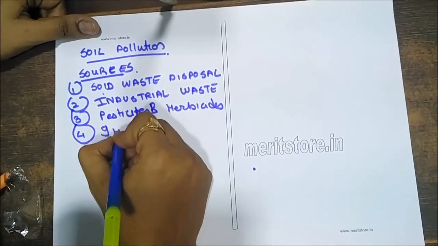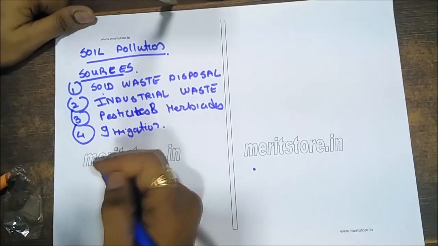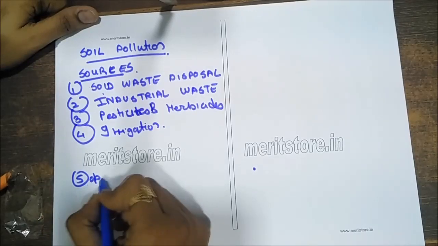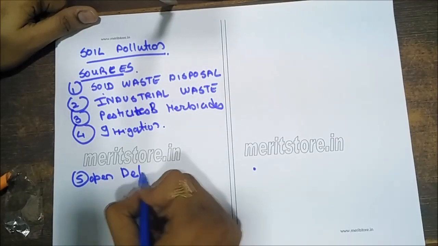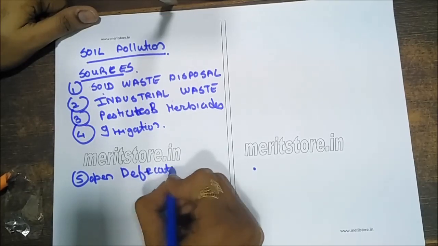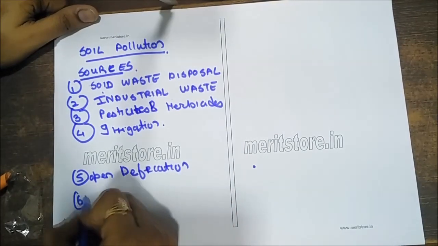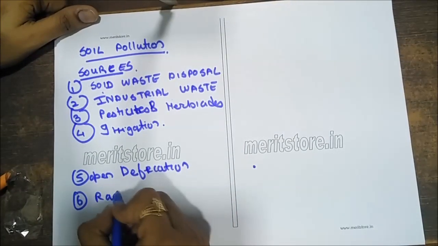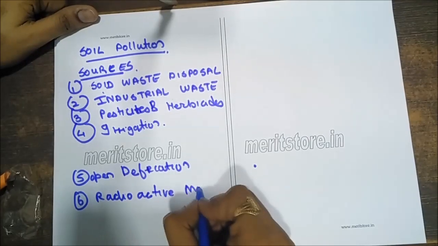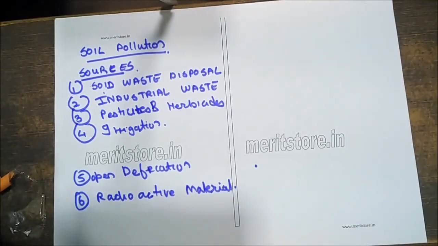Next is excessive irrigation. So this causes degradation in the quality. Then in many villages in India, open defecation is still occurring. So open defecation also degrades the quality of soil. Then radioactive material being dumped improperly. They all cause degradation of the soil.